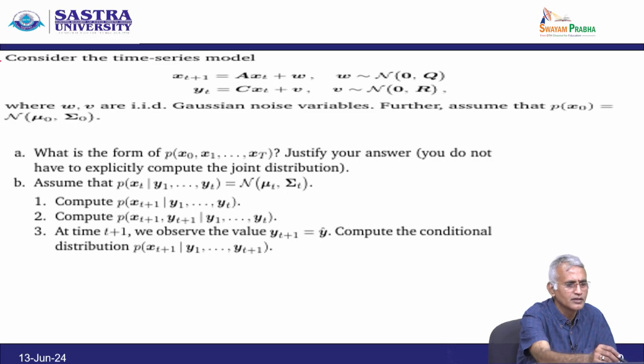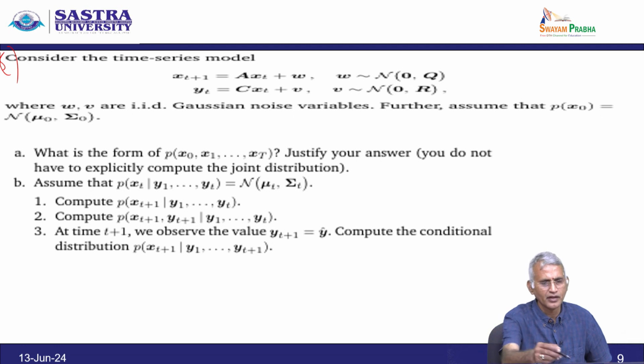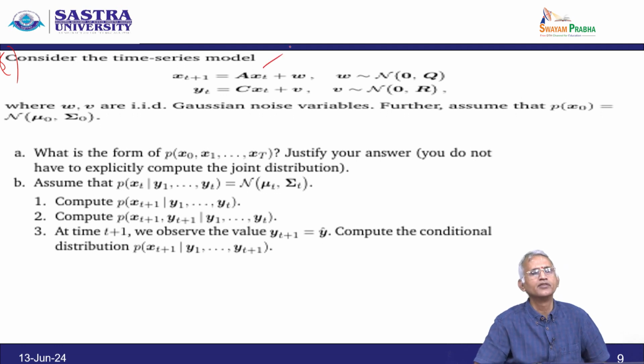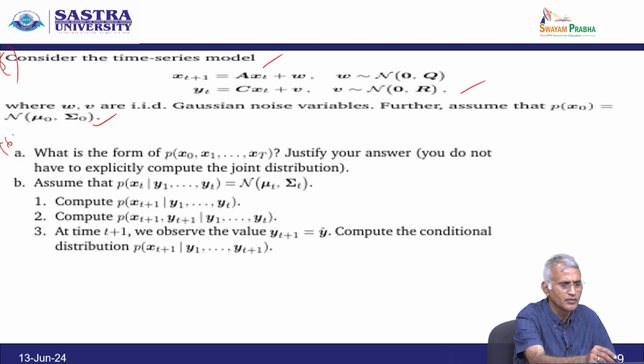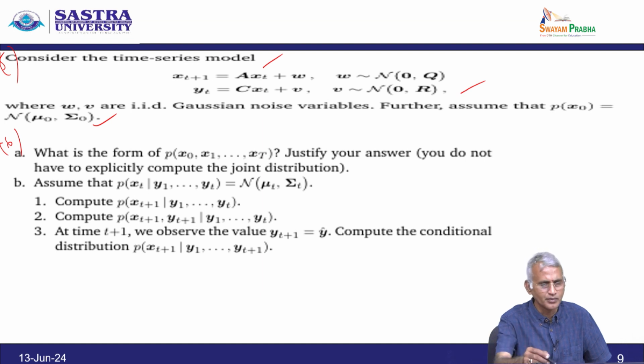Next, we have to discuss the fifth problem. Consider the time series model x suffix t plus 1 equal to a into x t plus w, where w belongs to N of 0, Q, and y suffix t equal to c into x t plus v, where v is equal to N of 0, R, where w and v are IID Gaussian noise variables. Further assume p of x naught equal to N of mu naught, sigma naught. Next, sixth problem. What is the form of p of x1, x2, up to xT? Justify your answer. You do not have to explicitly compute the joint distribution.